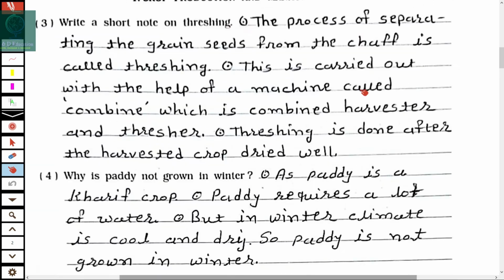Now the third question is, write a short note on threshing. The first point is, the process of separating the grain seeds from the chaff is called threshing, and this is carried out with the help of a machine called a combine, which is a combined harvester and thresher. The fourth point is, threshing is done after the harvested crop has dried well.